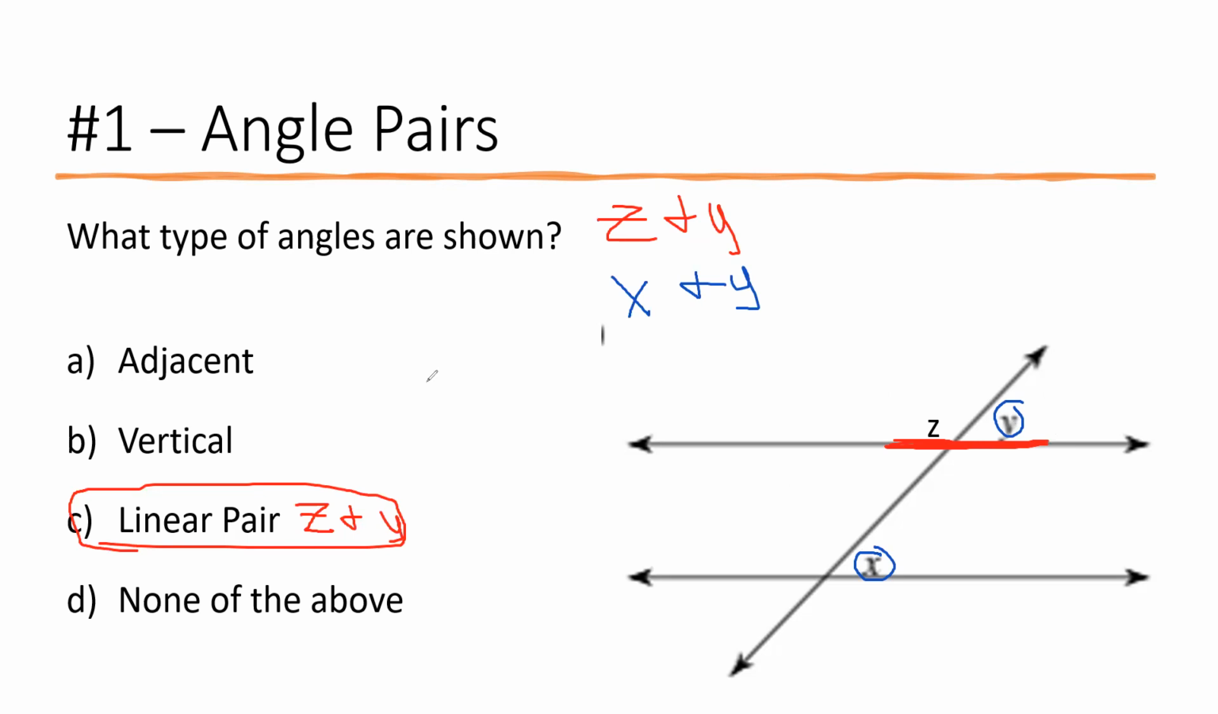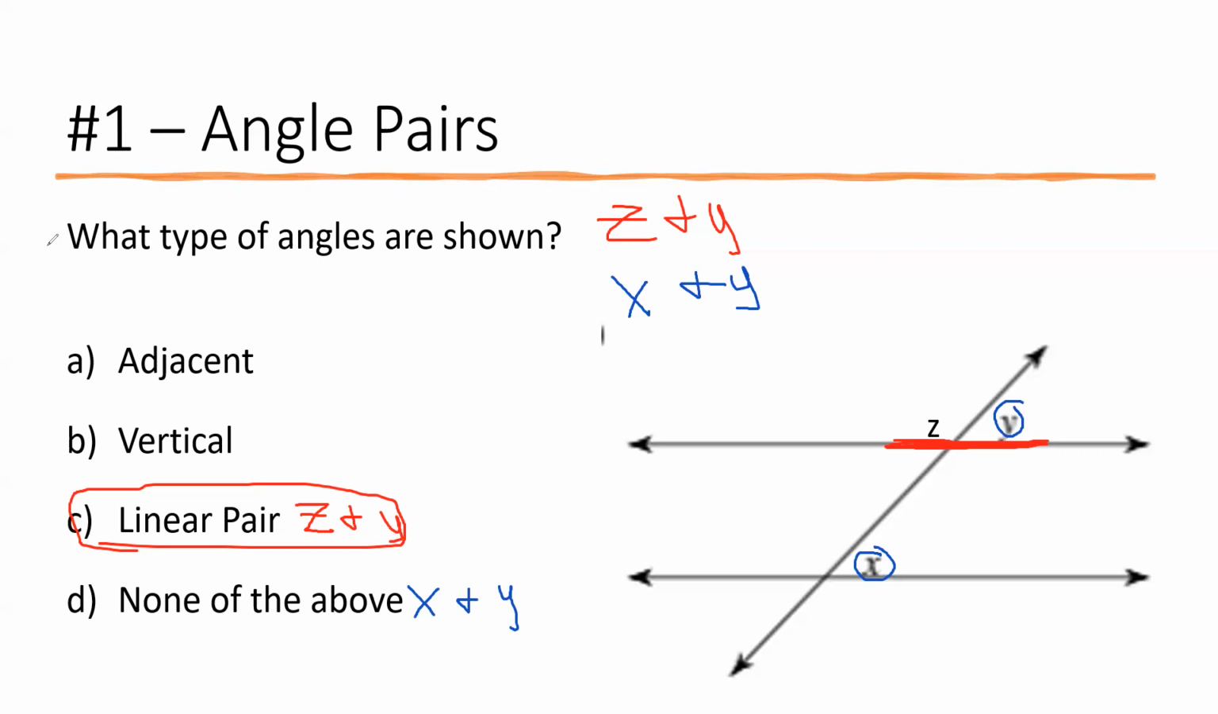They're not next to each other, so they're not adjacent, and they'd have to be next to each other and on the same line in order to be a linear pair. So this would be an example of none of the above. These are not any of those three types. They're pretty far away. I don't see them as next to each other. They're not vertical. They're not linear.